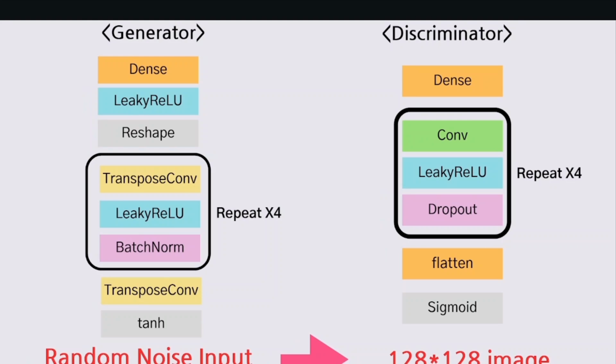The key difference is that we use transposed convolution layers for the generator and convolution layers for the discriminator. Both structures use the leaky ReLU to prevent the vanishing gradient, and batch normalization and dropout to stabilize the learning process. As the activation function, we use the tanh function to adjust the output to a range between -1 and 1.